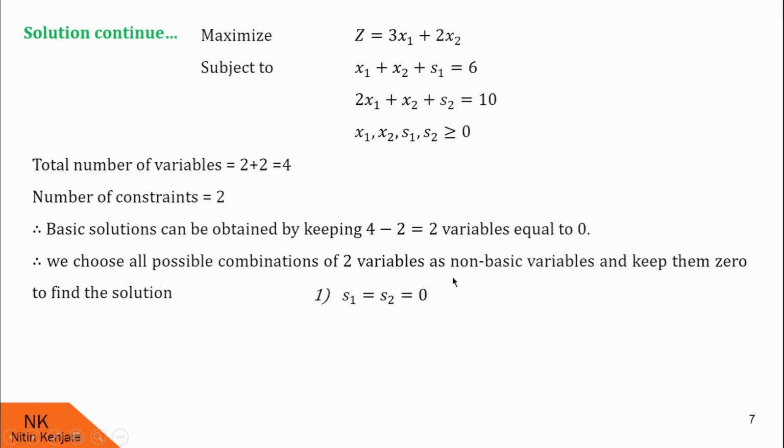These 2 variables can be obtained in following fashion. We can choose s1, s2 equal to 0, or x1, s1 equal to 0, or x1, s2 equal to 0, or x2, s1 equal to 0, or finally x2, s2 equal to 0. Now let us take the first case where we keep s1 and s2 equal to 0.